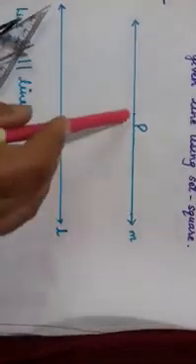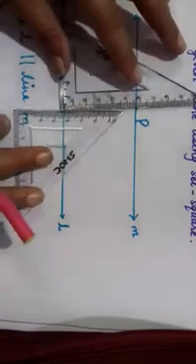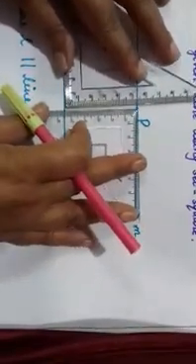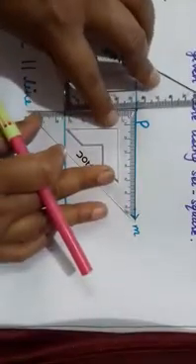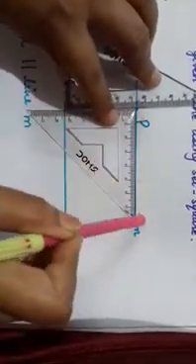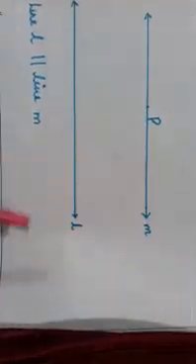Again I am telling you, we have drawn one line L over there and we have taken one point P, and through that point we have kept the set square like this up to that point in this way, and we have held these two set squares, and after that we have drawn one parallel line M, and in this way we have extended that line, and the answer is line L is parallel to line M.